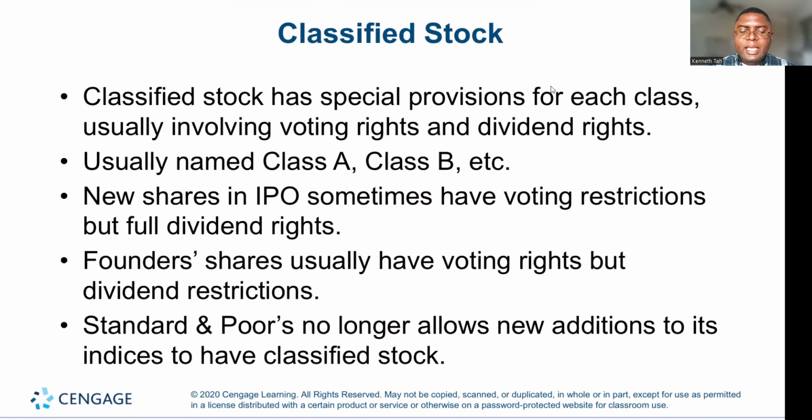So Class A, again, founders' shares. The owners tend to have more voting rights, but they have a restriction on dividends. Class B, on the other hand, the owners have less voting rights, but there is no restriction on the dividend that they can receive.